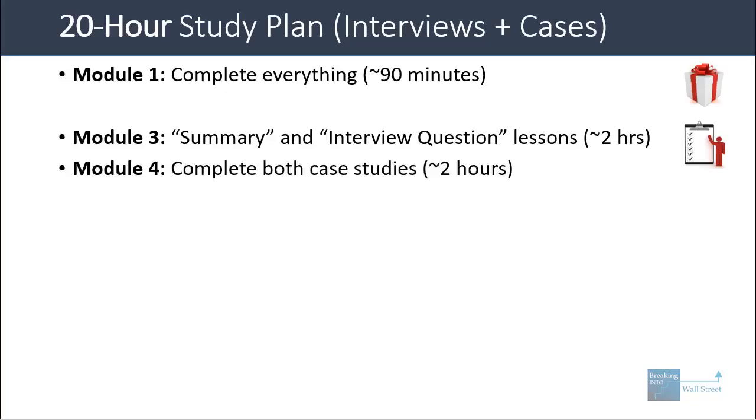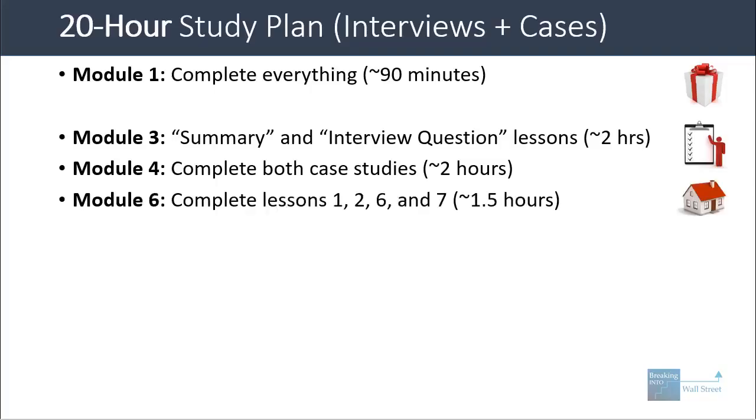Then I would go to Module 4 on 3-statement modeling, and I would finish both case studies there. One is 30 minutes, one is 60 minutes. It'll probably take you about 2 hours if you actually do both of them. Then go to Module 6 on equity value, enterprise value, and valuation multiples, and just look at those 4 key lessons.